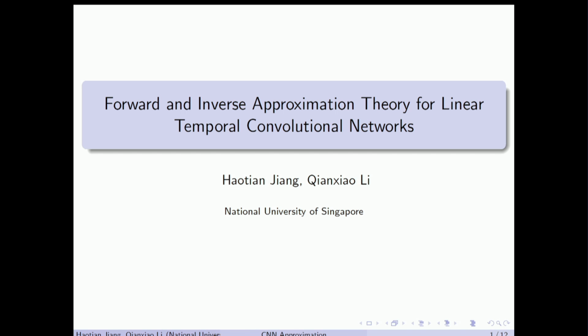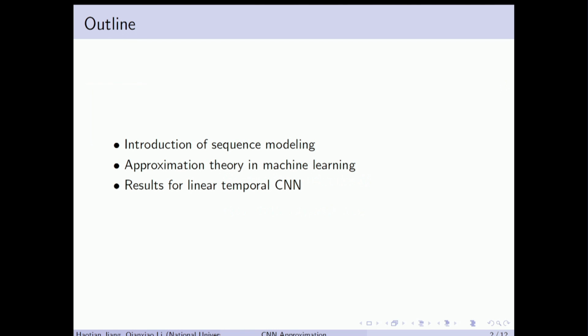Okay, or for linear temporal convolutional networks. So basically, what we are considering has three parts. First is about sequence modeling, and next is the approximation theory in sequence modeling, and also the approximation property of a specific sequence modeling architecture. And in fact, we have a series of works considering the approximation property of different sequence modeling architectures.